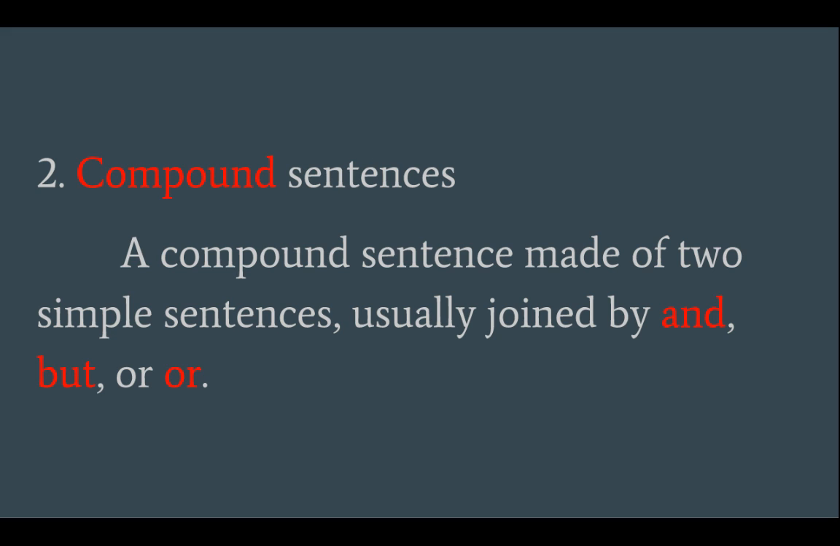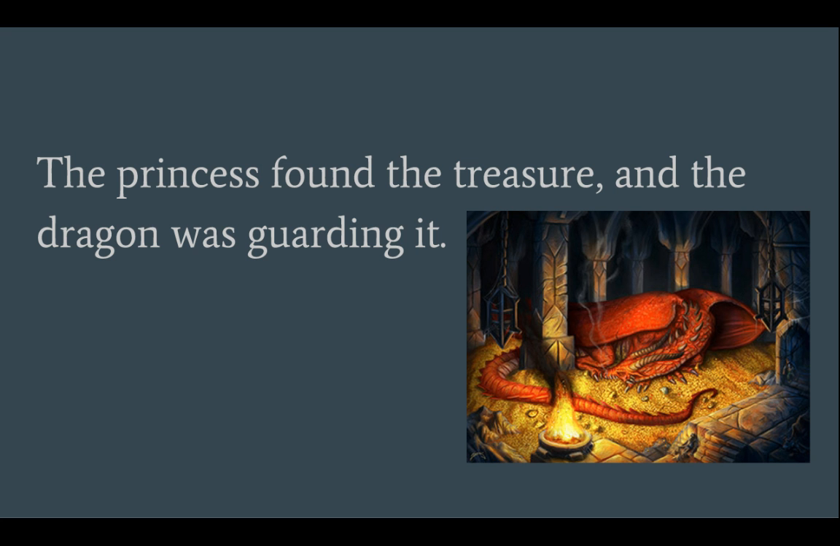Compound sentences are made of two simple sentences, usually joined by and, but, or. This is another really common type of sentence that you've probably written before. For example, the princess found the treasure and the dragon was guarding it. The princess found the treasure is a complete sentence. The dragon was guarding it is a complete sentence, and they're joined by and a comma.